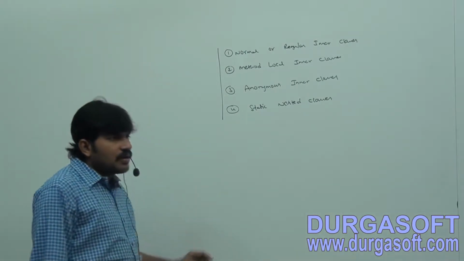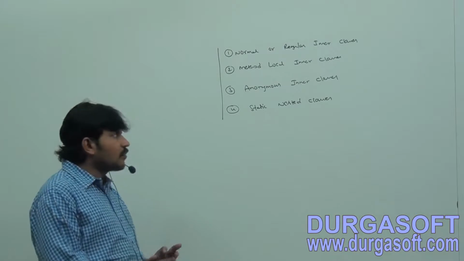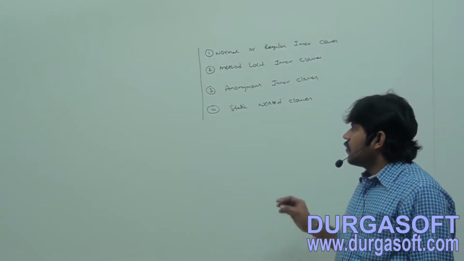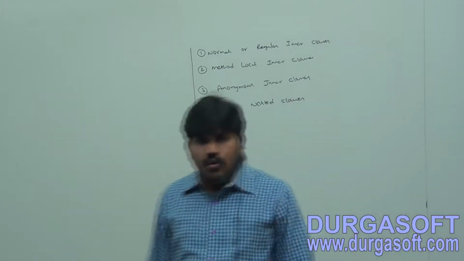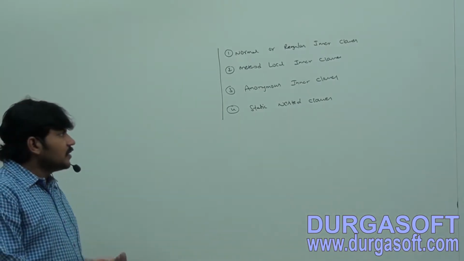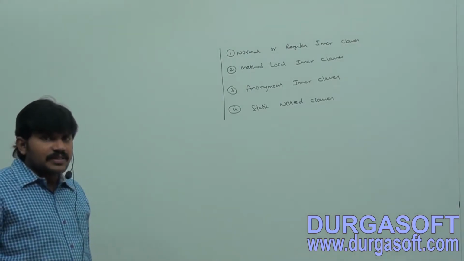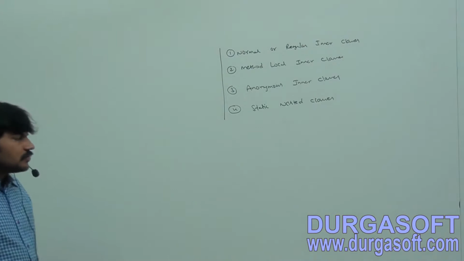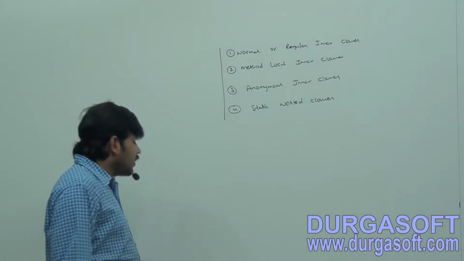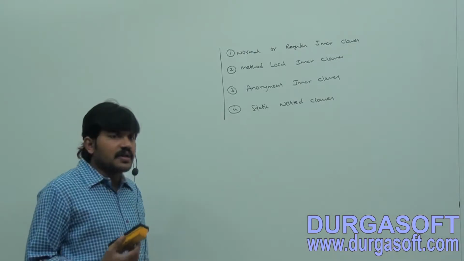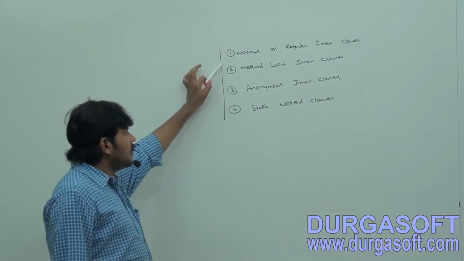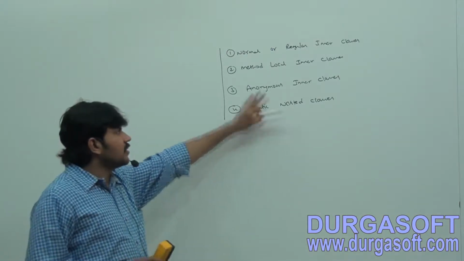First one, normal or regular inner classes. Second one, method local inner classes. Third one, anonymous inner classes. Fourth one, static nested classes. Okay, that's all. Are you getting the point? So based on position of declaration and behavior, these are the four categories.